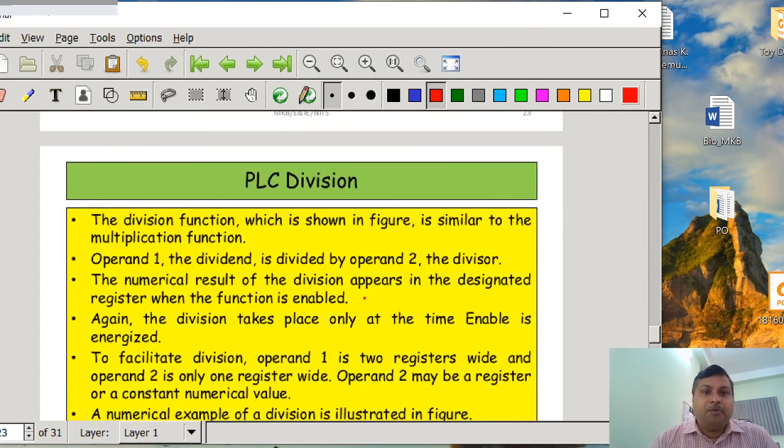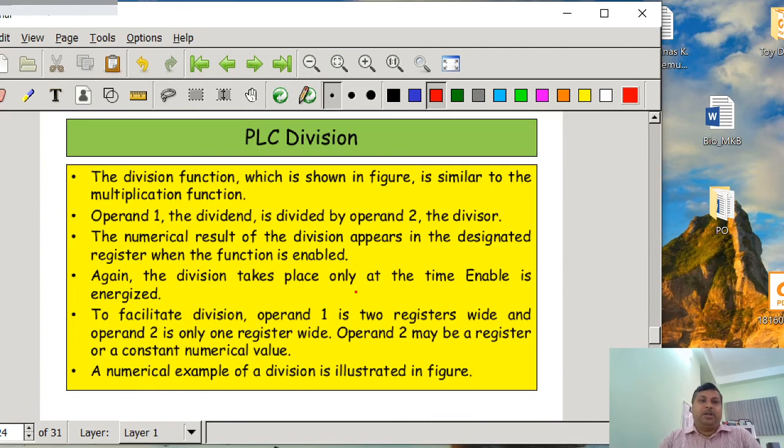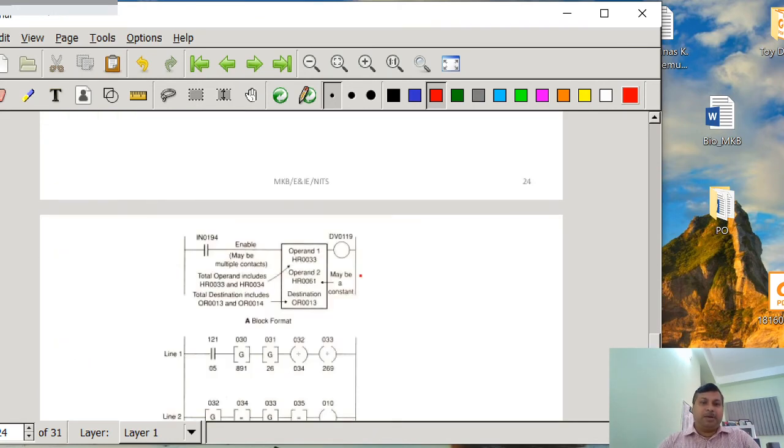Okay. Now we will discuss PLC division. The division function shown in the figure is similar to the multiplication function. Here is the format. Operand 1 is HR33, and it may be two registers, that is HR33 and HR34. Operand 2 is HR61, which may be a constant, and the destination is represented by OR13.